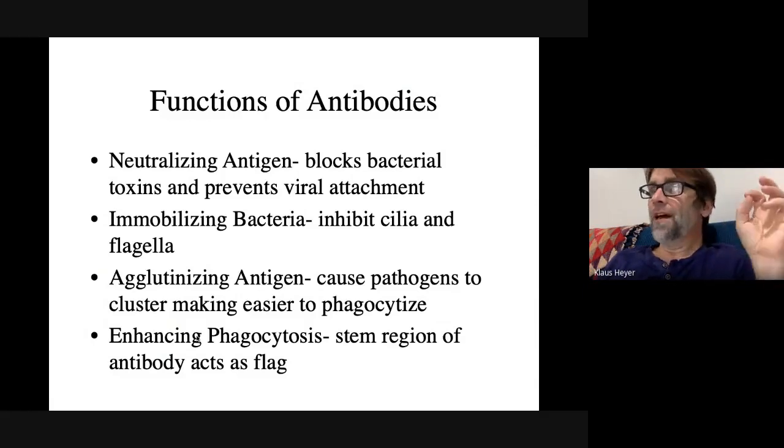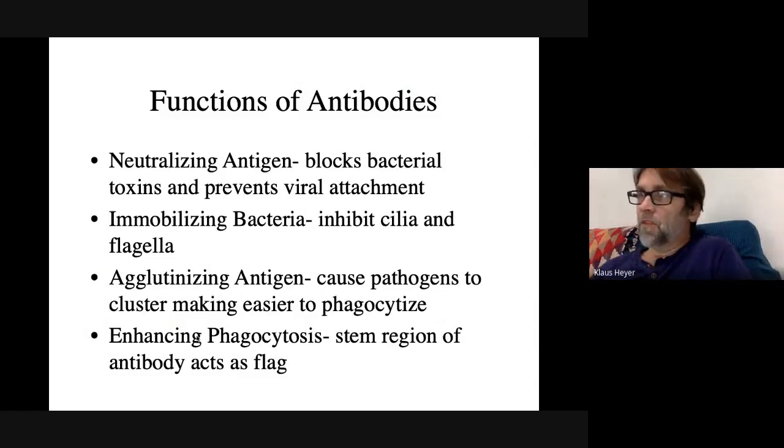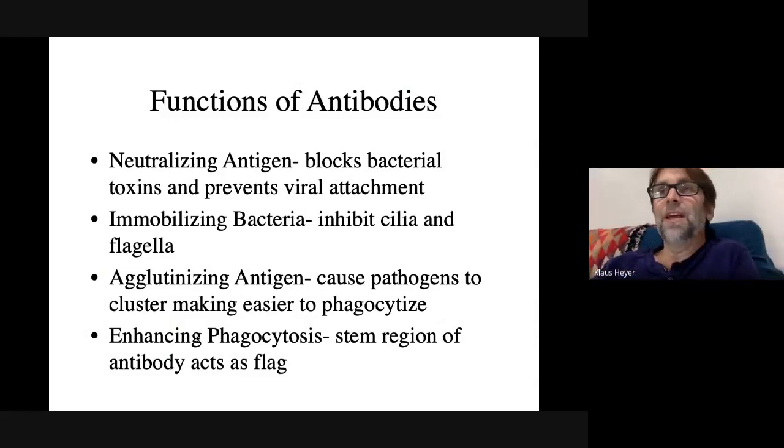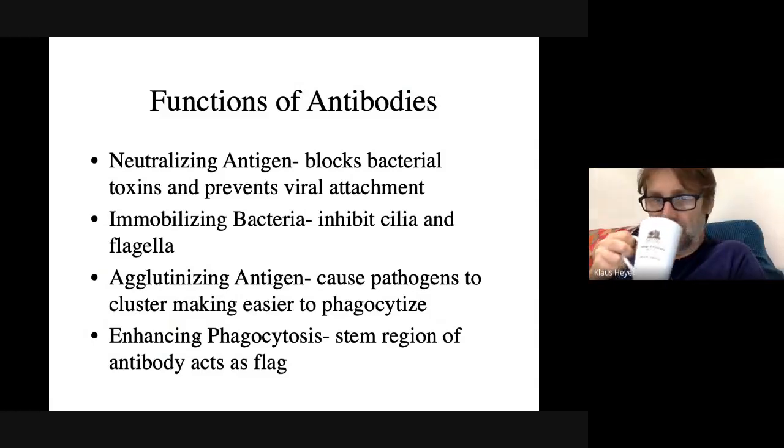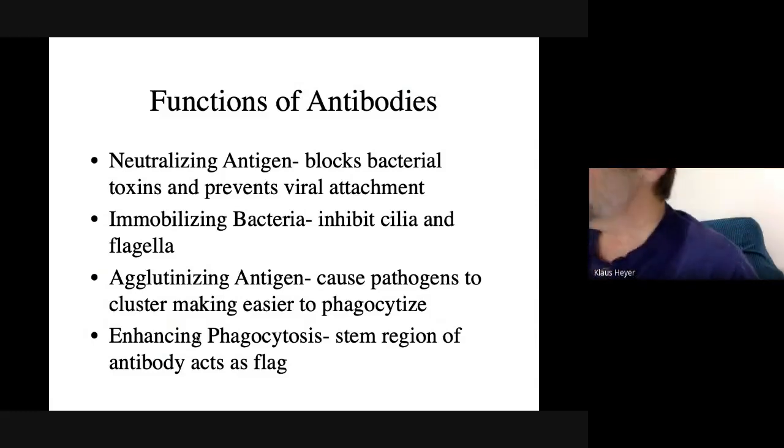So when you look at the molecular structure of an antibody, it's got this stem region that looks like a flag. So when they grab onto these things, it's like a flag. So that's what they do. They neutralize antigens. They immobilize bacteria. They agglutinate or gather different pathogens, or here I put antigens, and then enhancing phagocytosis by marking the pathogens. So that's what antibodies do.